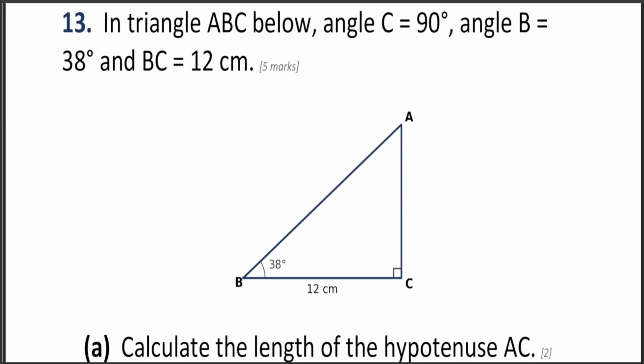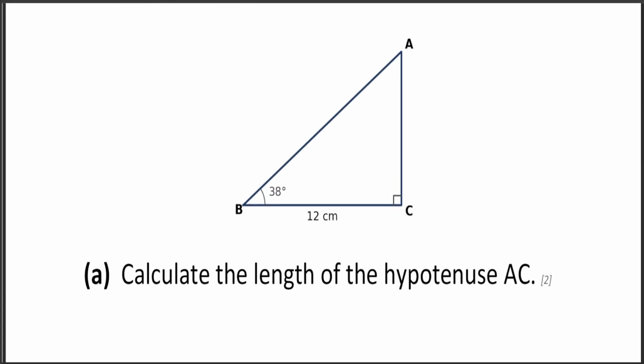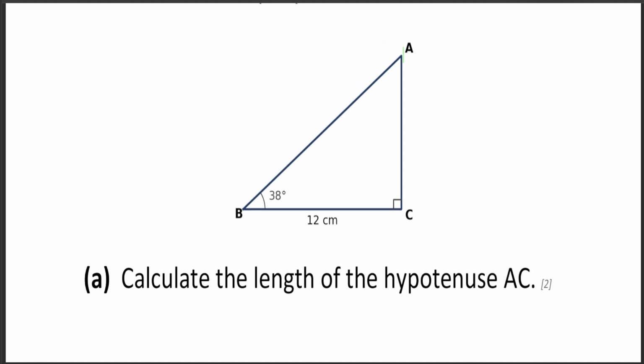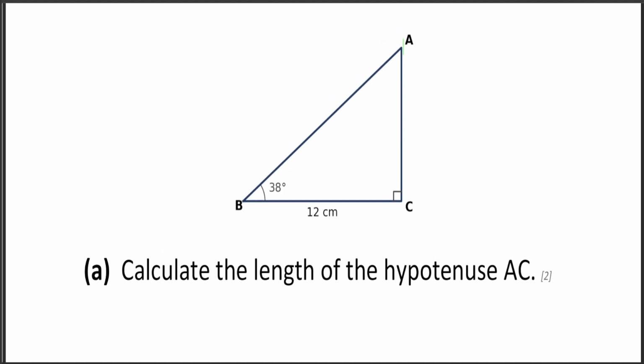Question 13: in triangle ABC, angle C is 90, angle B is 38, and BC is 12 centimeters. The question says calculate the length of the hypotenuse AC. Here is your AC. Calculate the length AB, that's not your hypotenuse. The length of AC. So maybe there was a confusion. AC is this one here.